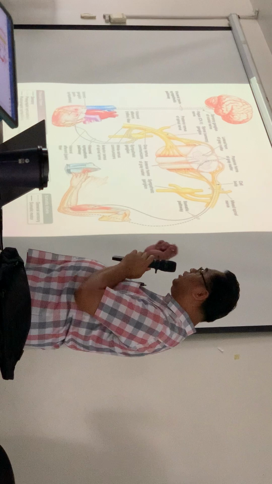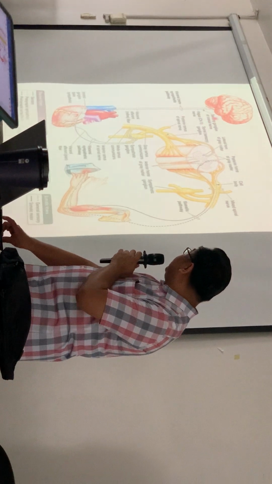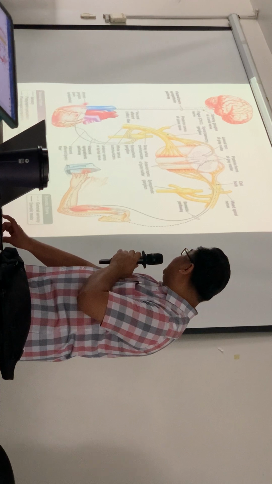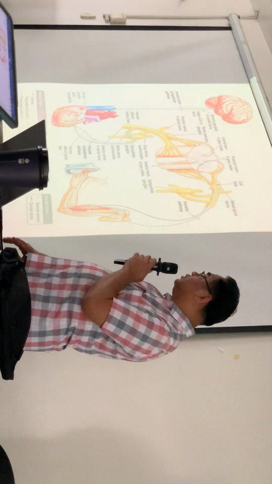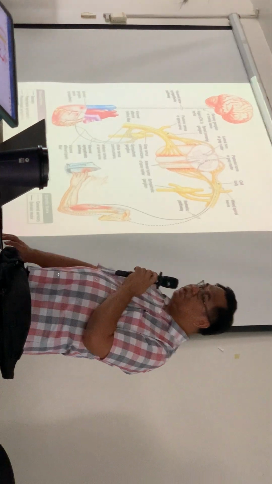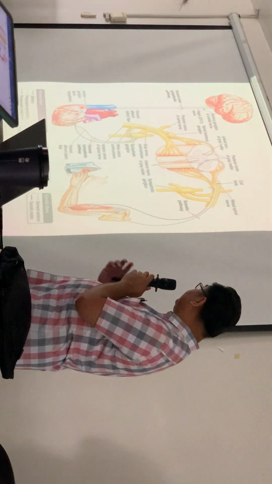And again, it's a two-neuron pathway. There is a presynaptic neuron with the cell body in the brain. And then there is a postsynaptic neuron with the cell body in the ganglion here. So that is the parasympathetic division of the autonomic nervous system.